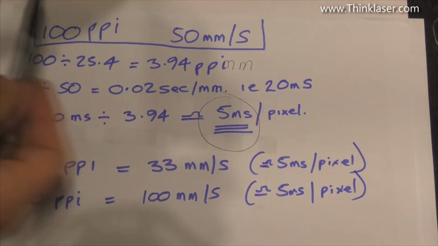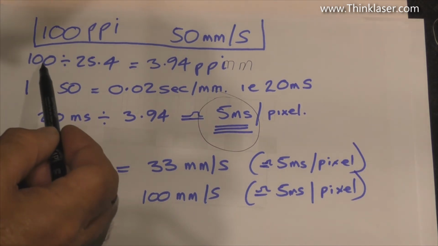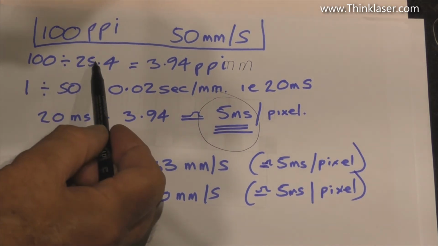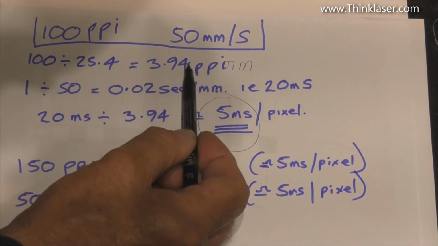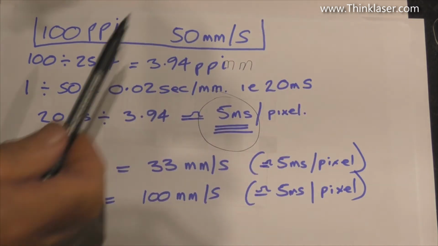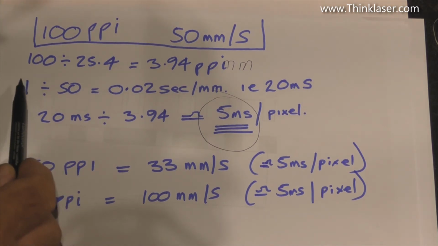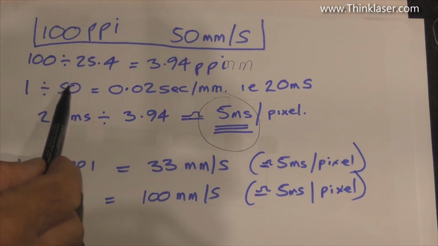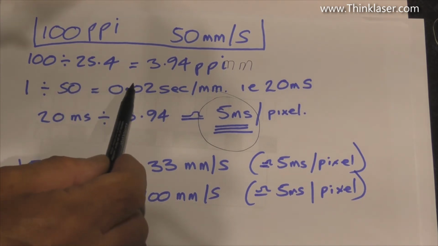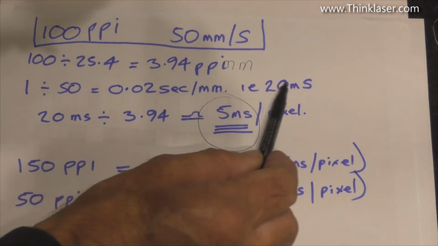And this looks as though it's going to give us the parameters for achieving that. So here we've got 100 pixels per inch. Divide that by 25.4 means we've got 3.94 pixels per millimetre. And so here we've got 50 millimetres per second as the speed that we're running at. So if we want to work out how long it takes for 1 millimetre's worth of travel, we take 1 millimetre and we divide it by 50. And that basically gives us an answer of 0.02 seconds per millimetre, 20 milliseconds.